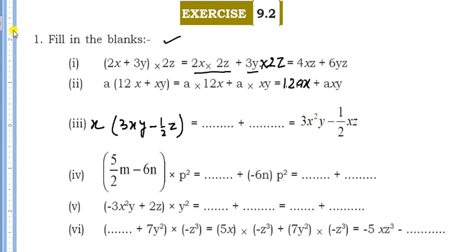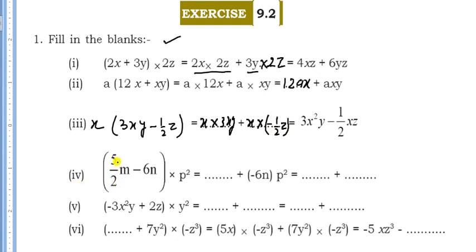Let us see in this question. It is 3xy multiplied by x, so we get 3x square y. It is given here, so you have to see. Let us see what will happen in this. 3xy multiplied to this one, so you can say x into 3xy, and here is plus, it is x into minus 1 by 2 of z. So that one is your fill in the blanks.